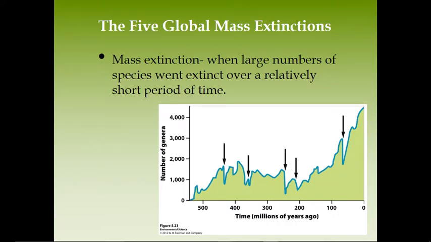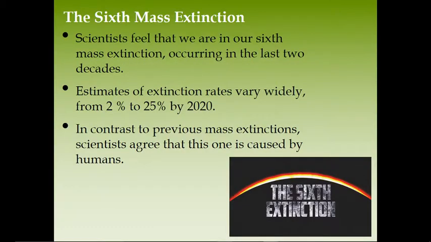Over the period of time that life has existed on Earth, all life, not just humans, there's been 5 mass extinctions, and you can see those approximate time areas on the graph. Today's scientists believe that we are actually in our 6th mass extinction. Okay, so there were 5 before, and scientists believe that we are starting the 6th. They believe the extinction rates vary from about 2% to 25% by 2020. That's soon. That's a lot of dead animals.